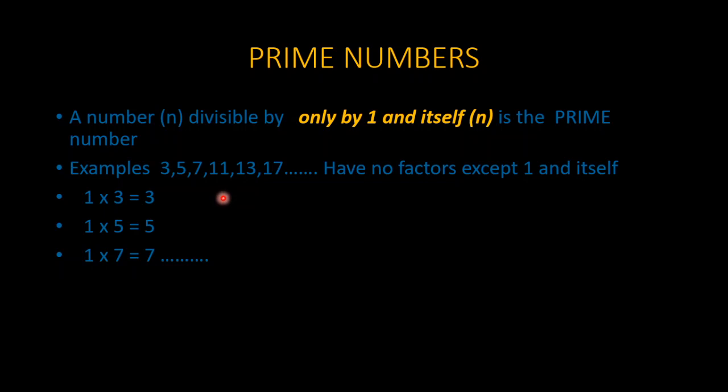And what is a prime number? A prime number is a number which is divisible only by 1 and itself. For example, 3 is 1 into 3, and no other number divides it. Likewise 1 into 5 is 5, 1 into 7 is 7, and so on.